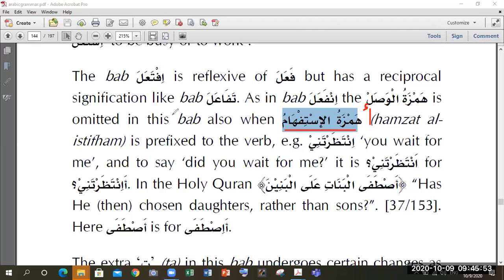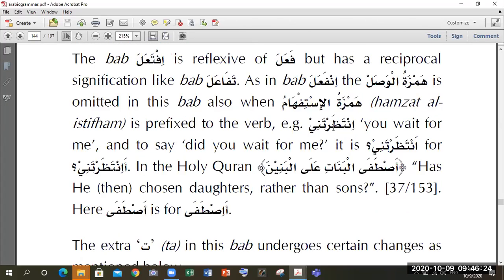Now the point here they are mentioning is that already there is an alif here for if'ta'ala, and if you want to question also there will be another alif, right? So the two alif, how will you pronounce it? Then this one is dropped, omitted. So they want to tell you this. Until you understand Hamzatul Istifham, how could you understand that, right? So is that clear?